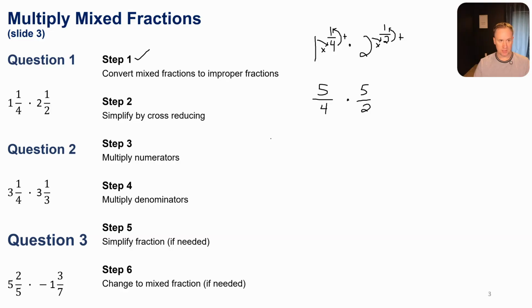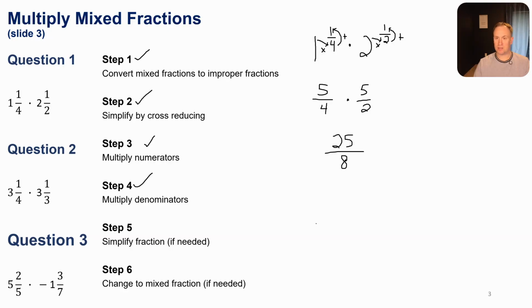Step number 2 is to then simplify by cross-reducing. That's my recommended step. In this case, 5 and 2 and 5 and 4 does not have a common factor, so we cannot simplify by cross-reducing. So I'll check that step off that we've at least looked at it. Step 3, we are now going to multiply our numerators. So 5 times 5 is 25. And then multiply our denominators, 4 times 2, which is 8.